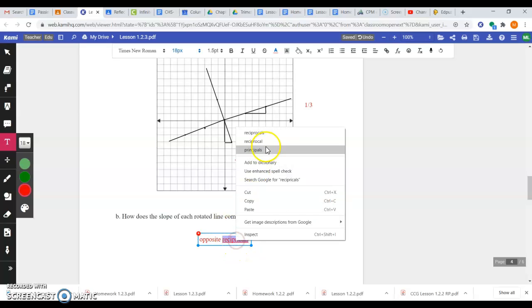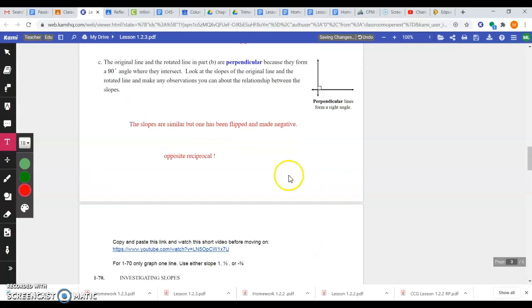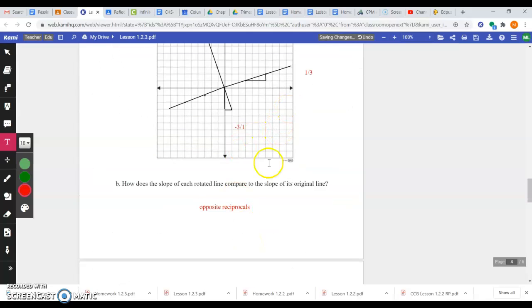Can't spell reciprocal. Is that how I spelled it on the top one? Oh yeah, okay. So we get that opposite reciprocal relationship. Again, reciprocal means that the fraction has been flipped, like 1 over 3, but now it's 3 over 1, and opposite just means that one is negative, one is positive.